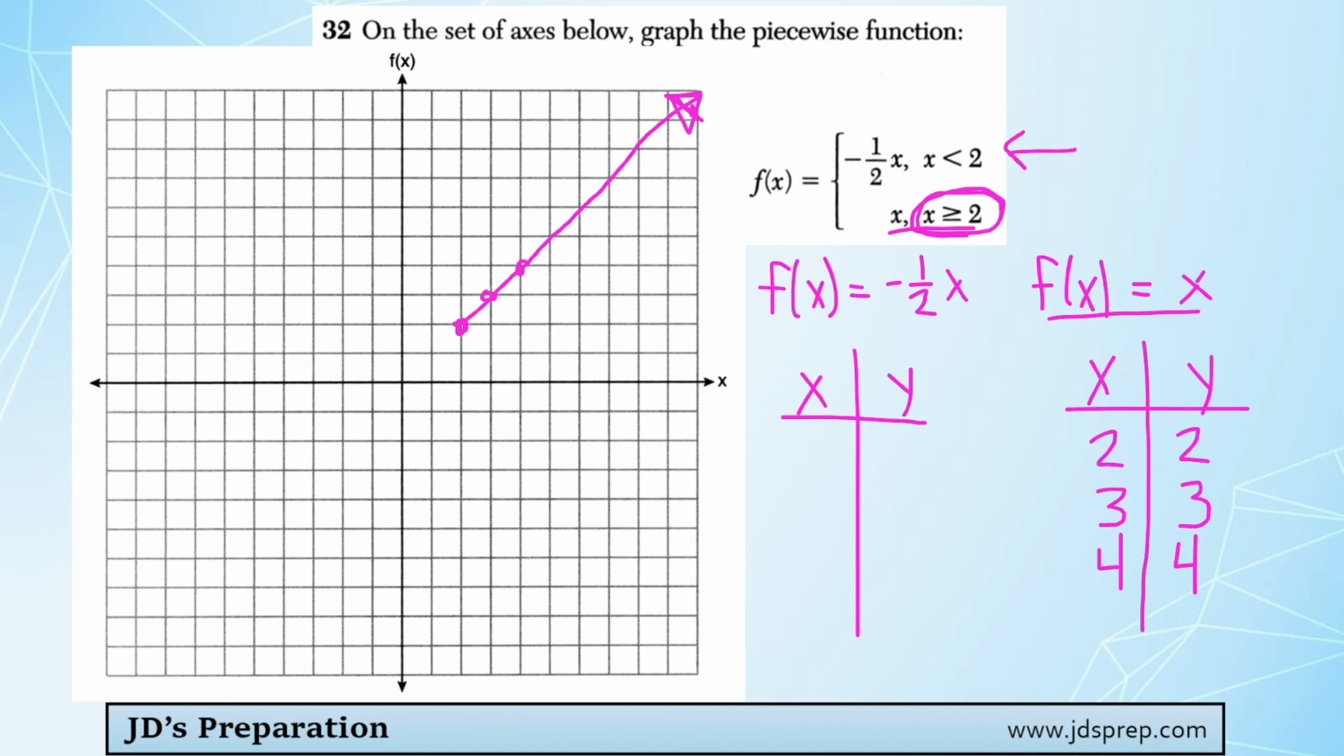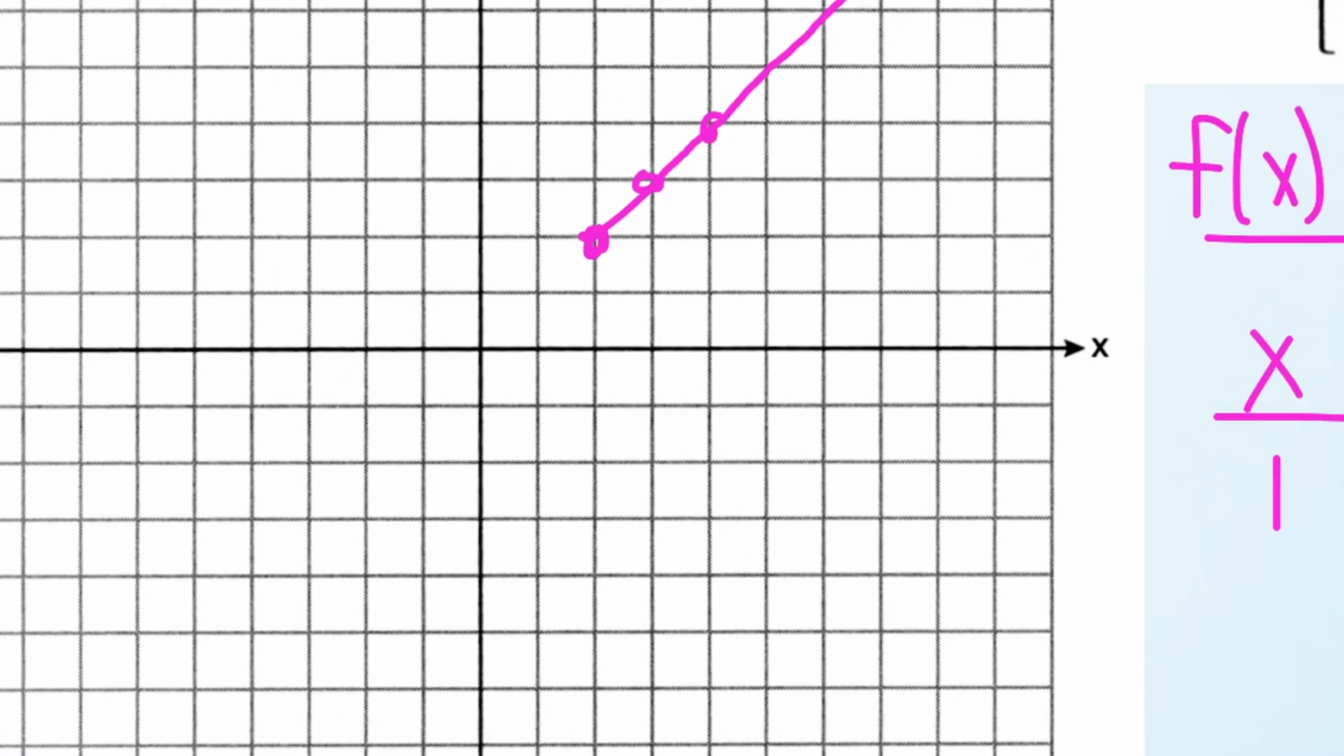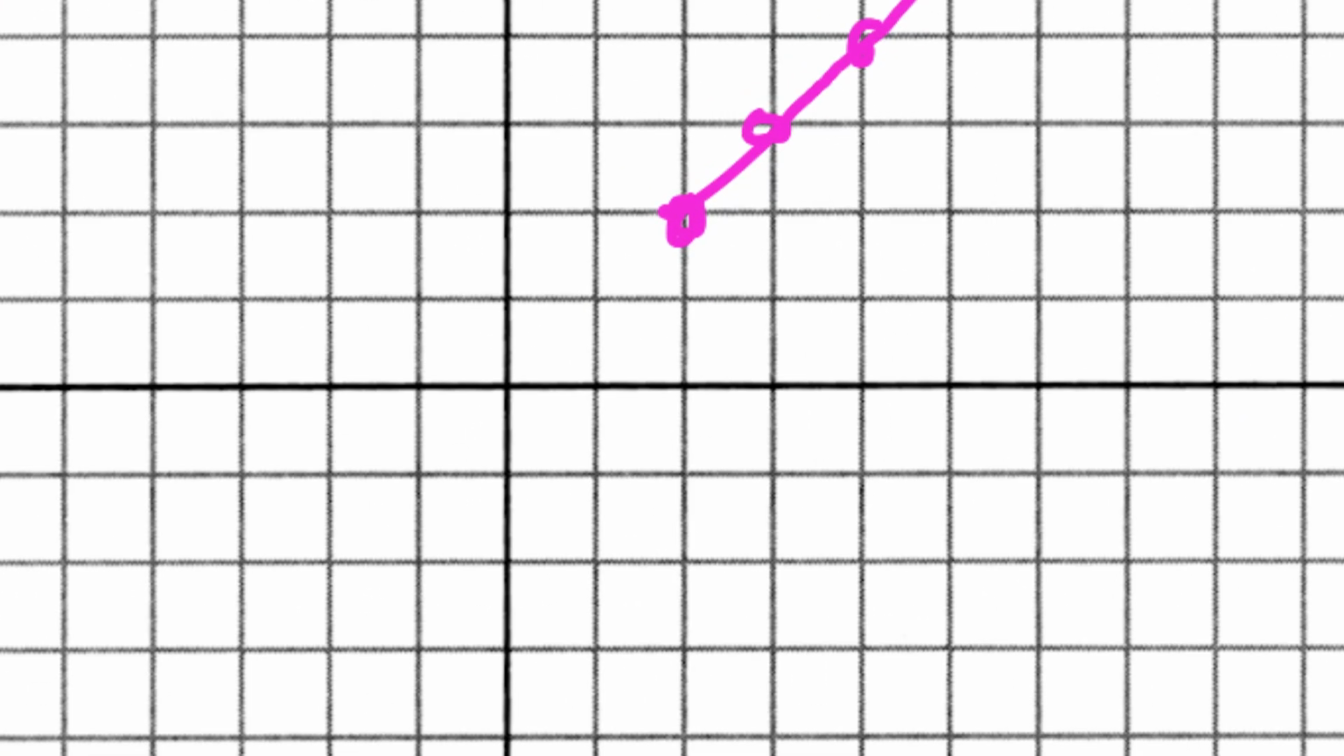Now it's changed. Now it says f of x is equal to negative 1/2 of x. So now let's see what happens when x is equal to 1. Well, negative 1/2 of 1 is negative 1/2. So if we're plotting that point, might need to zoom in here. 1, negative 1/2 would be right here.